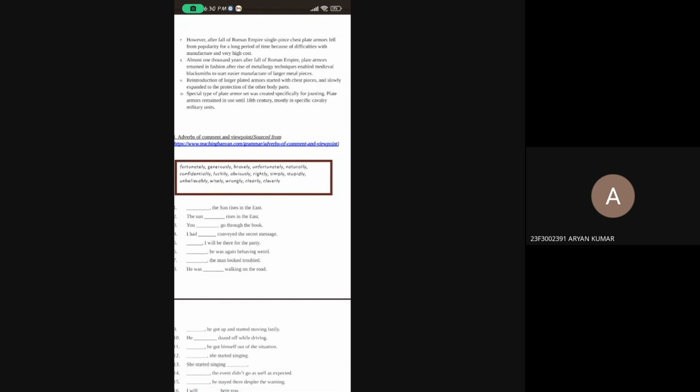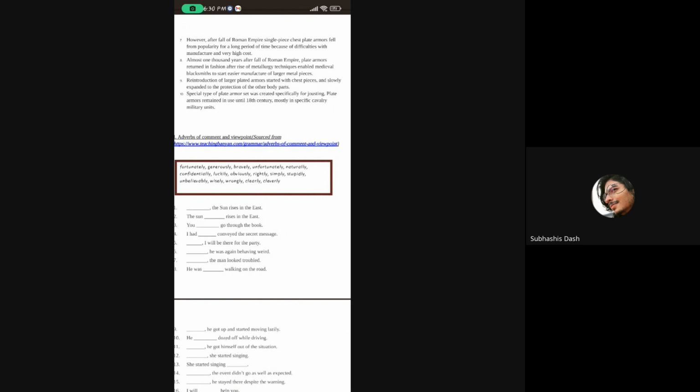Now, how about the next line? No adverb, ma'am, right? Expanded to the protection of other body parts? No. Now, the last sentence here. Special type of plate armor set was created specifically for jousting.